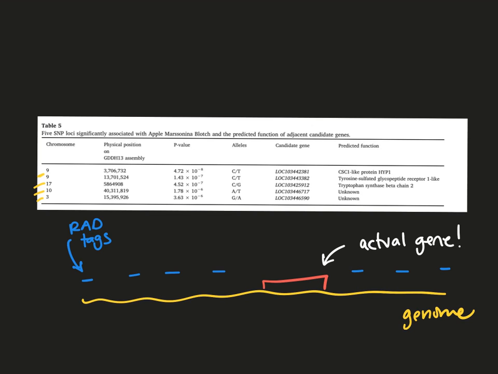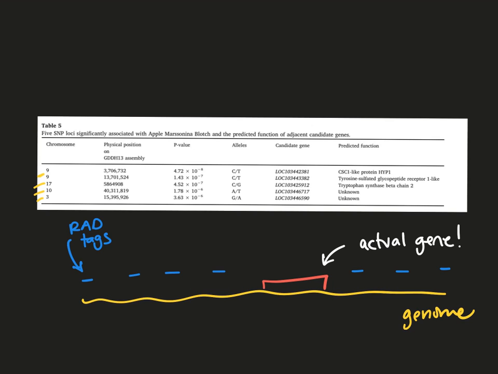But notice here that in the diagram that I've drawn, you don't actually get a RAD tag in the actual place where this gene is. But you do get one that's close by. You get two that are close by, right? So these are adjacent to the candidate gene, and they can still show a signal of association.